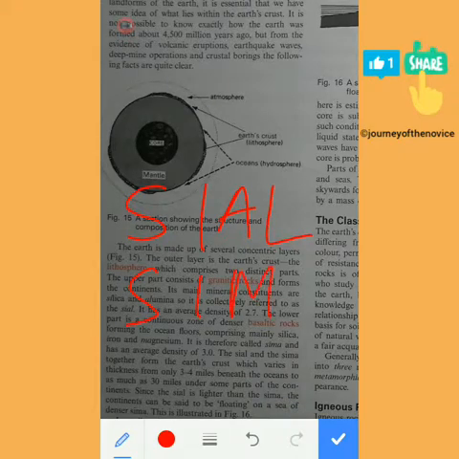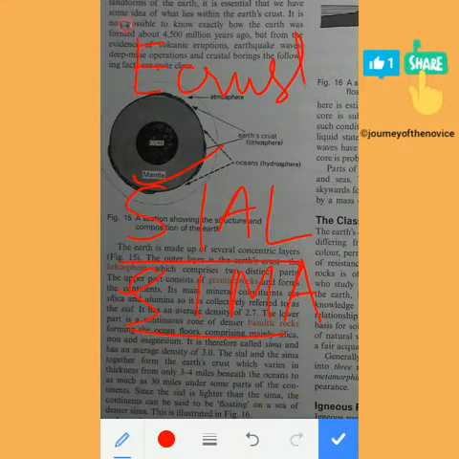Okay, so in the coming videos, we will refer to Sial and Sima. It is to be understood that we are talking about the upper part and the lower part of the lithosphere. This should be very clear: the Earth's crust is formed of Sial and Sima. These are the two things. I am mentioning the Earth's crust, so be clear with it.